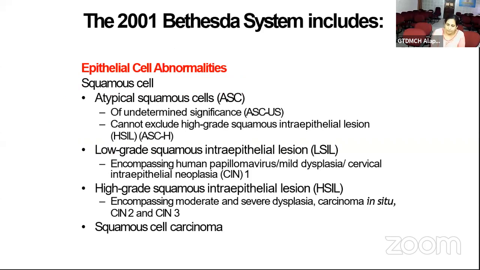So the cellular abnormalities of squamous cells are classified as atypical squamous cells. Atypical squamous cells are of two varieties: of undetermined significance, ASCUS, or cannot exclude high-grade squamous intraepithelial lesion, ASC-H. The second one is low-grade squamous intraepithelial lesion, the third is high-grade squamous intraepithelial lesion, and the fourth is squamous cell carcinoma. So squamous cell abnormalities can be classified into four.